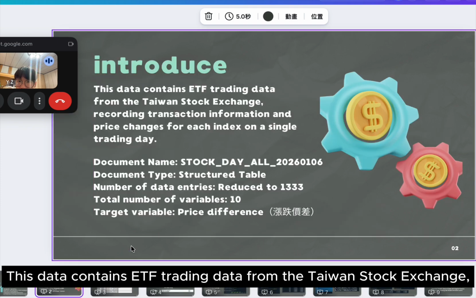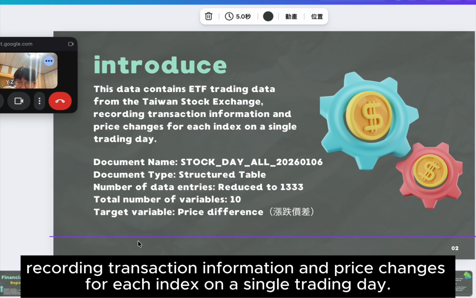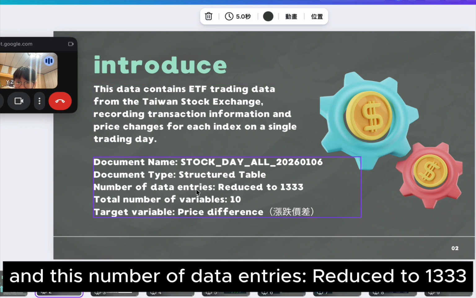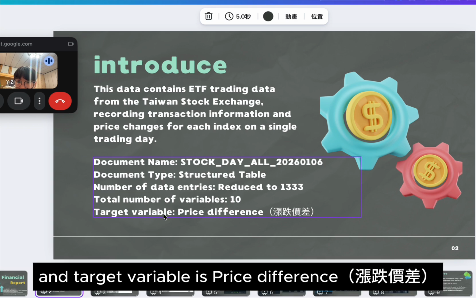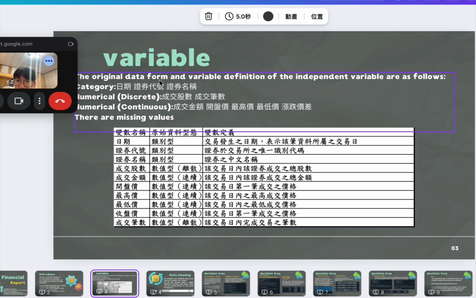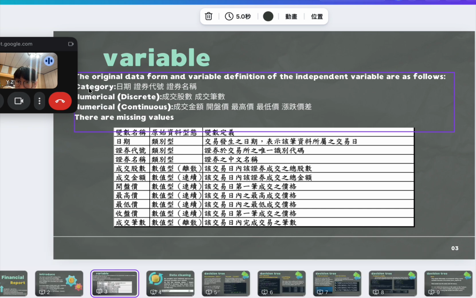This data contains ETF trading data from the Taiwan Stock Exchange, recording transaction information and price change for each index on each trade day. The number of data rows is reduced to 1,333, the total number of variables is 10, and the target variable is price difference, 涨跌价差. My variable list is as follows.